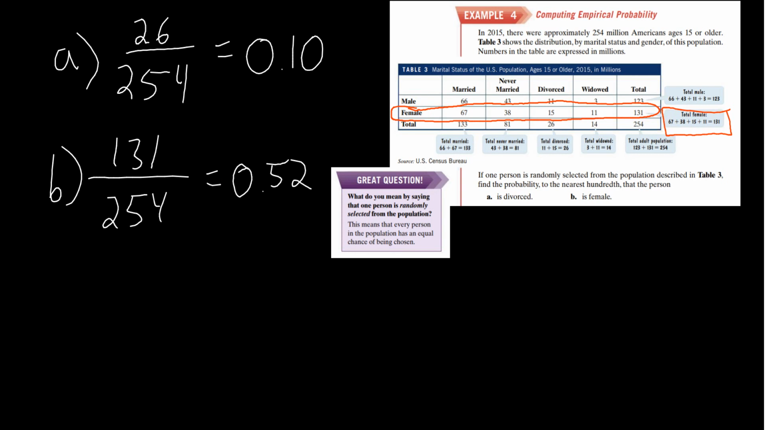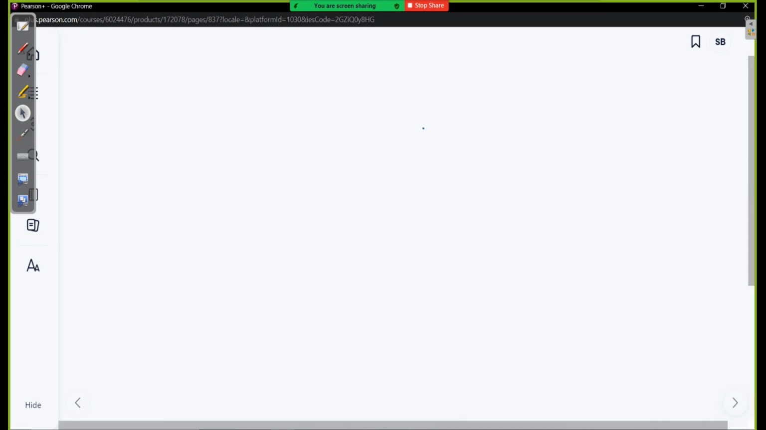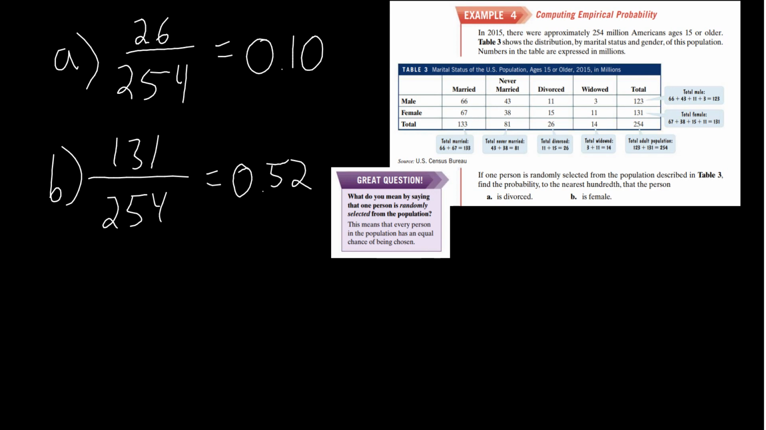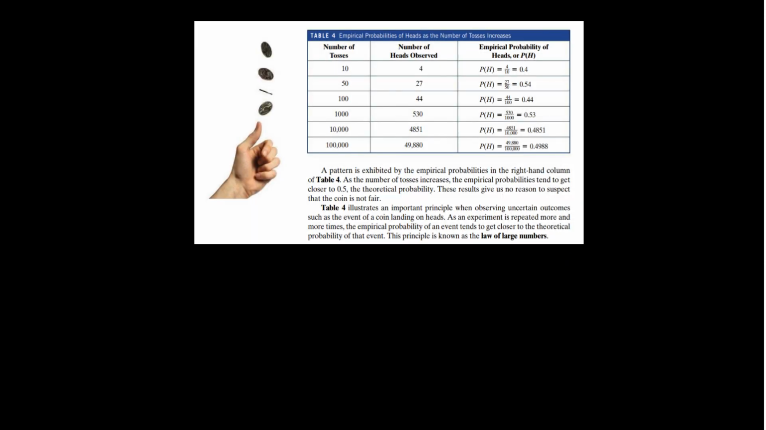Let me check real quick. Yeah, that is the end of the section, but I will add this little bit here because I think it's pretty interesting. Again, we're looking at empirical probabilities. These are probabilities that we have observed. What's interesting here? Well, let's just read this first, before I go over the chart.